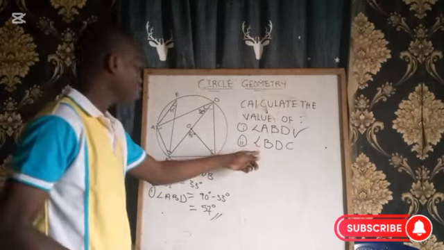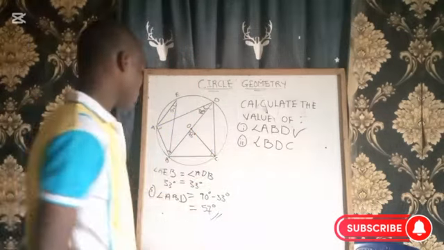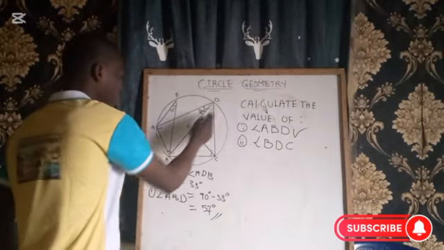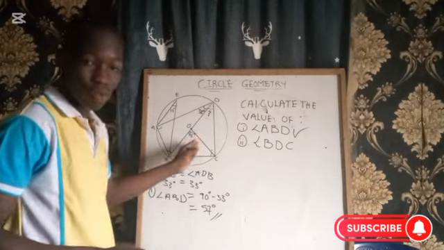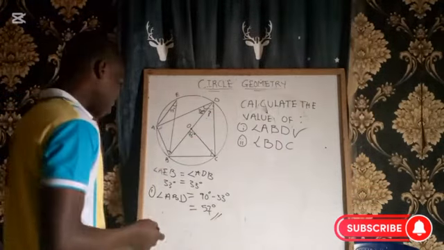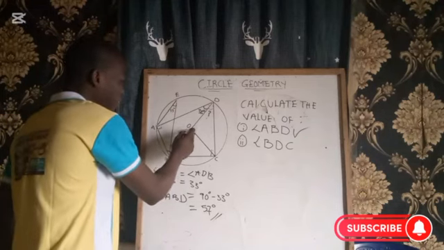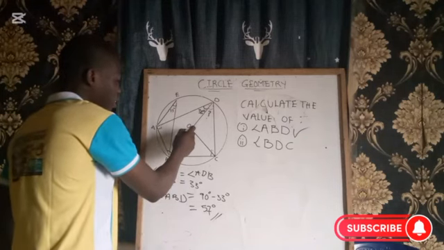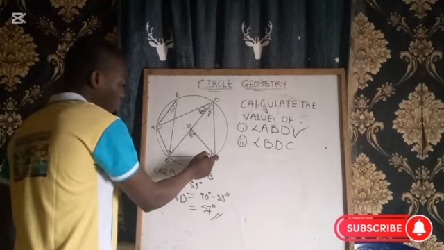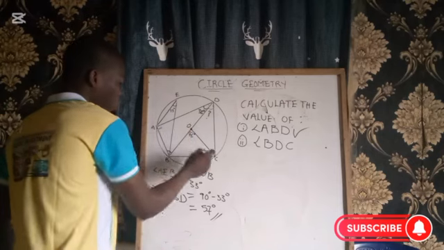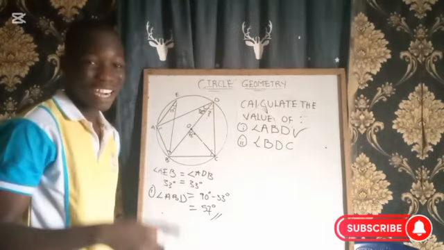The second one says we should look for angle BDC. So this is the angle we have to look for, BDC. How do you look for this? You can look for this in many ways, but one of the ways is that this is the center of the circle, and there's a straight line from the center of the circle to the circumference here. Also from the center of the circle to the circumference, which is OB and OC, and both are equal to each other. Both are radius, right?